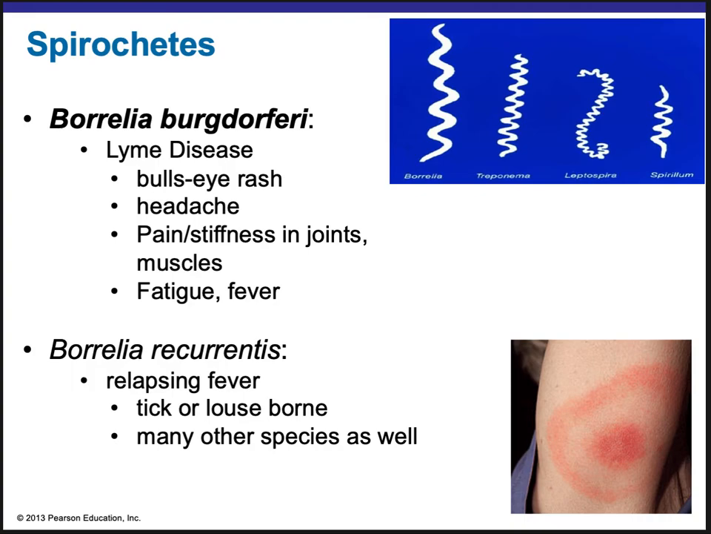If Lyme disease is not treated, it can go to the central nervous system and cause other disorders and complications, which can be lifelong. So you really don't want to mess around with Lyme disease. Borrelia recurrentis is a different species, not as severe, but it can cause relapsing fevers. So you keep getting bouts of fever. And it can be tick or lice that spread it, the bacteria. Okay, there's also a lot of other species of Borrelia that we don't have time to talk about, but that pretty much will cause the same symptoms of this relapsing fever.